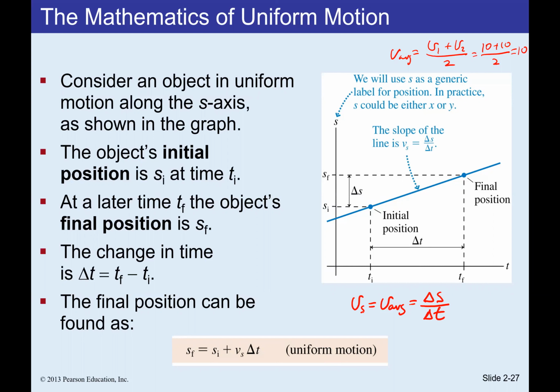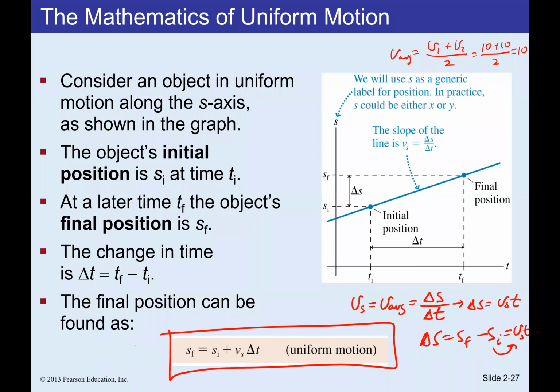It's a constant velocity. If I rearrange this, I can say delta s equals v_s times delta t, moving the delta t to the other side. Remember, delta s is s final minus s initial. If I move the s initial to the other side, we get this equation for the calculation of the final position of the object. This equation, where the final position equals initial position plus speed times time, only works for uniform motion because we are assuming that the speed is uniform.